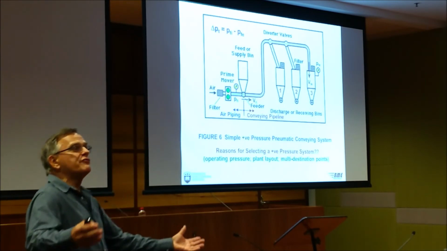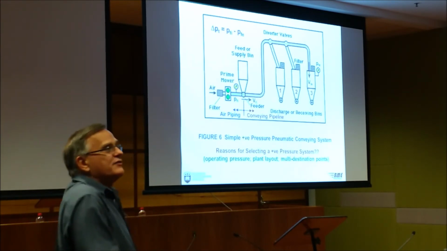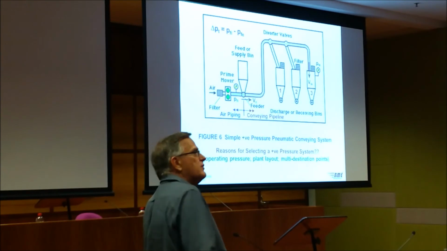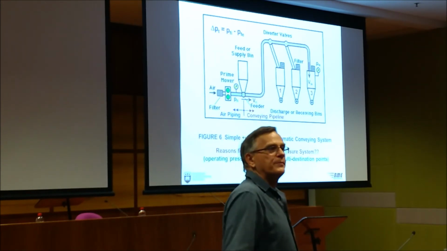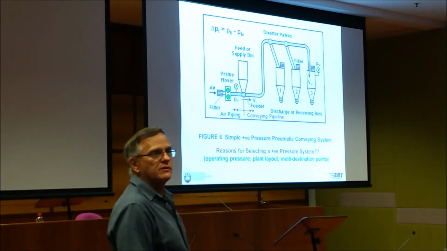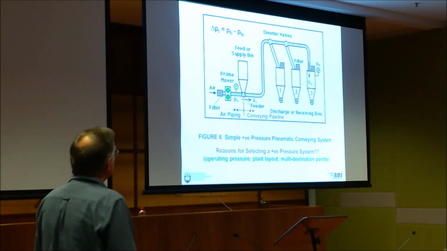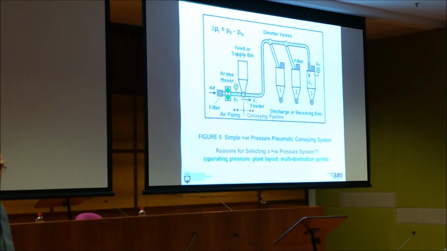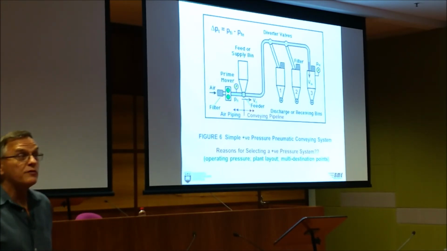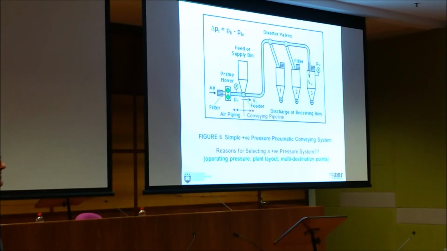Alright, so if you want 200 kPa difference from start to finish, you can't do it by vacuum. You have to use positive pressure. You have to compress the air more to give you that pressure available for conveying. So when your pressures go above 100 kPa, you have to go to positive pressure. You have to do a blowing system.